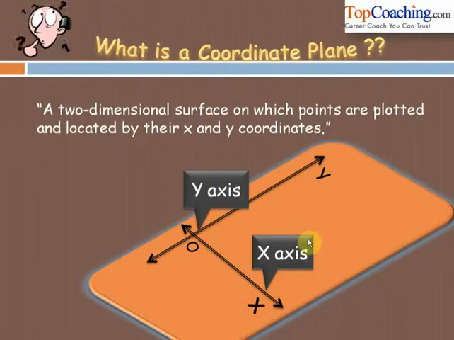So in a coordinate plane, what we are going to see is it is a two-dimensional surface having an x-axis, which is the horizontal line, and the y-axis, which is the vertical line. The point of their intersection is O, and this plane, which is known as a coordinate plane, helps us to exactly locate the position of points on this plane. Now what is x-axis and what is y-axis? Again, we are going to study that in detail.